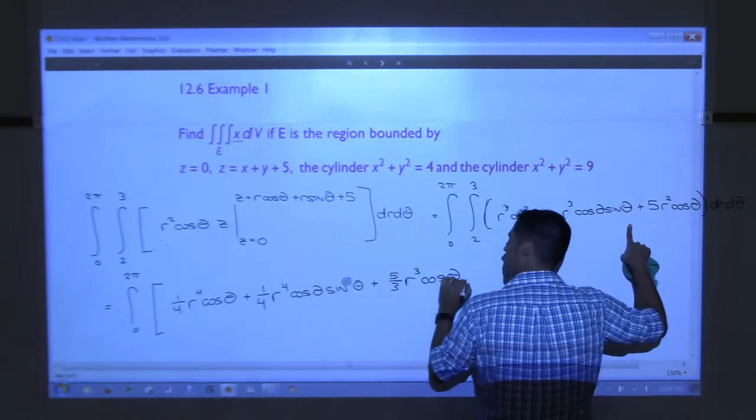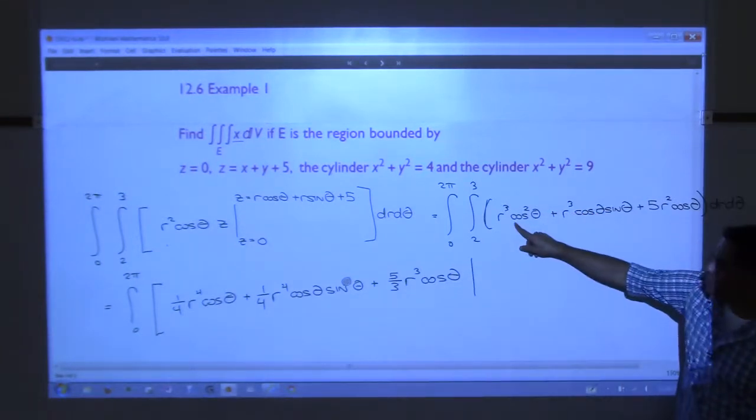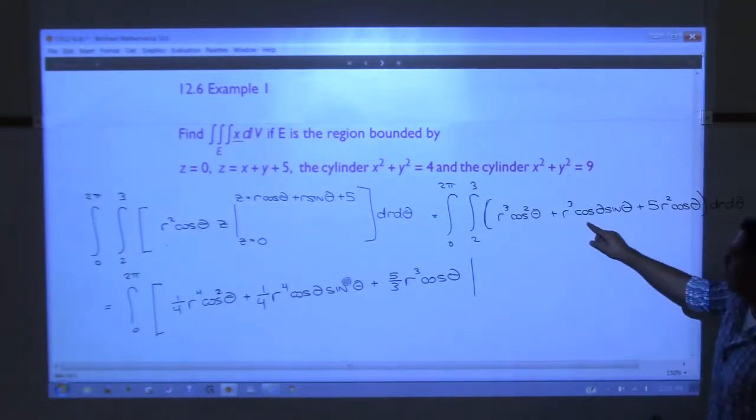I'm really not even paying attention up here. What is it? 1/4 cosine square. I'm missing the square. Okay, and then that's 1/4. Yeah, that's it.